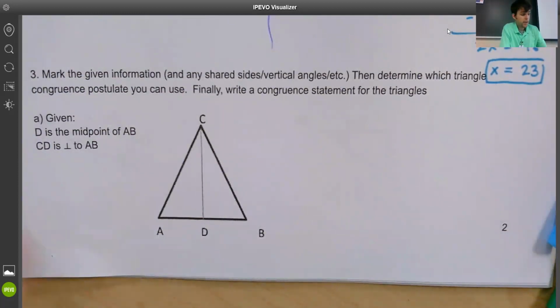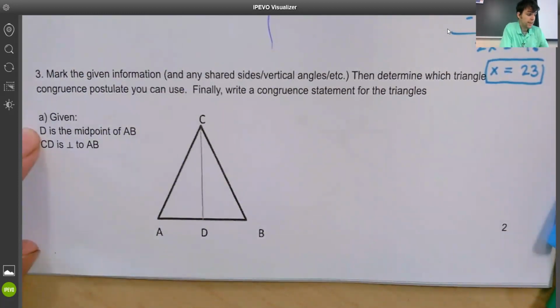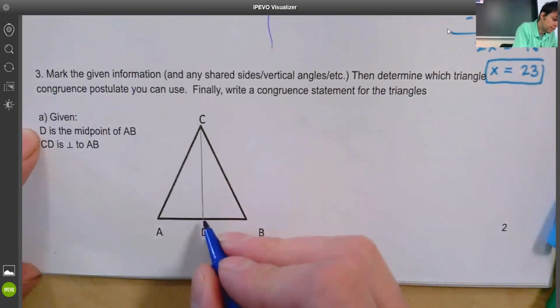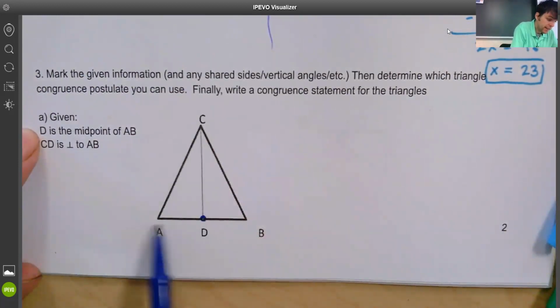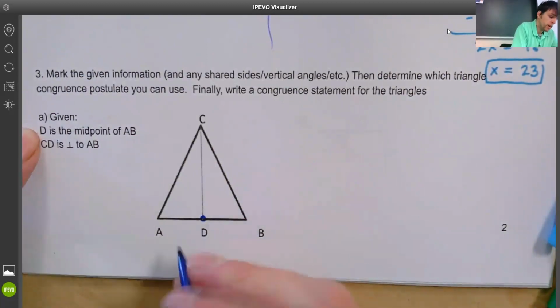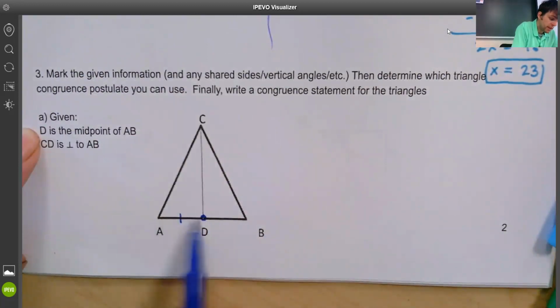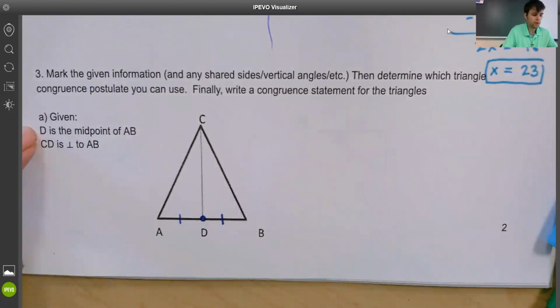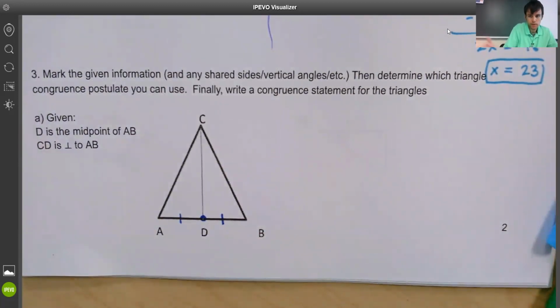We have some given information. We know that D is the midpoint of AB. So this point right here is exactly in the middle of this segment AB, right? Extrapolating from that, we would know that AD, this segment here, would be congruent to BD or DB, however you want to call it. Because D is exactly in the middle, these two parts would be equal.